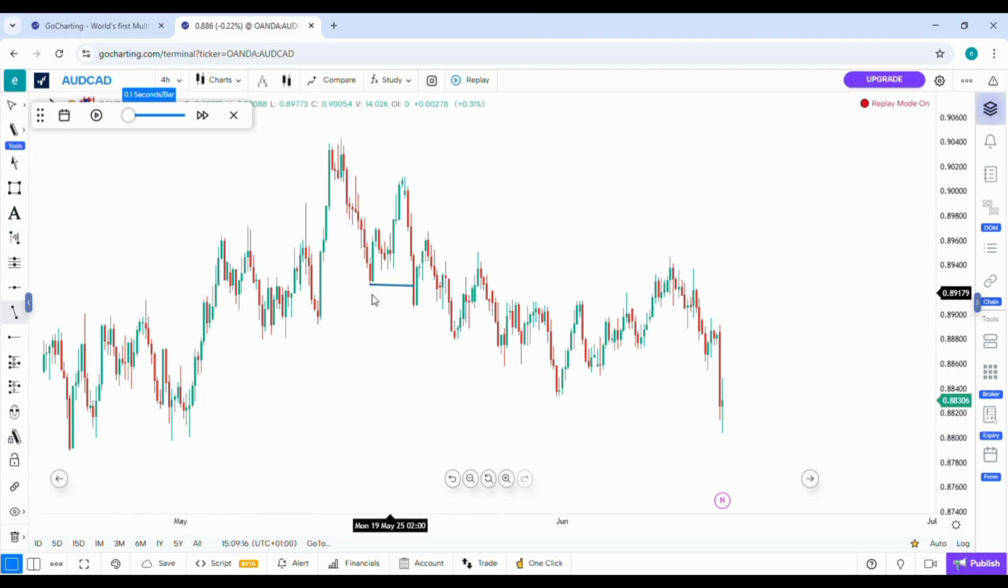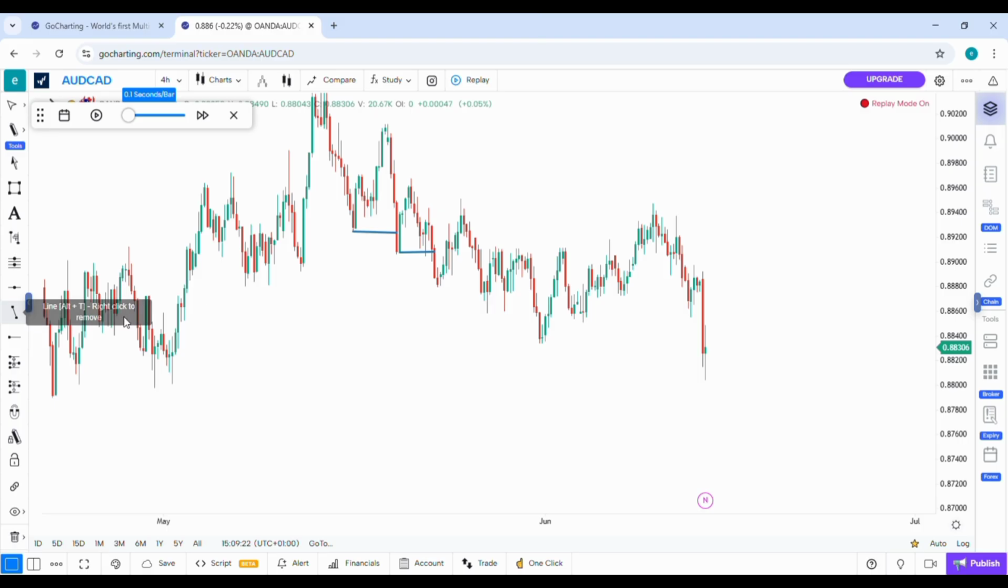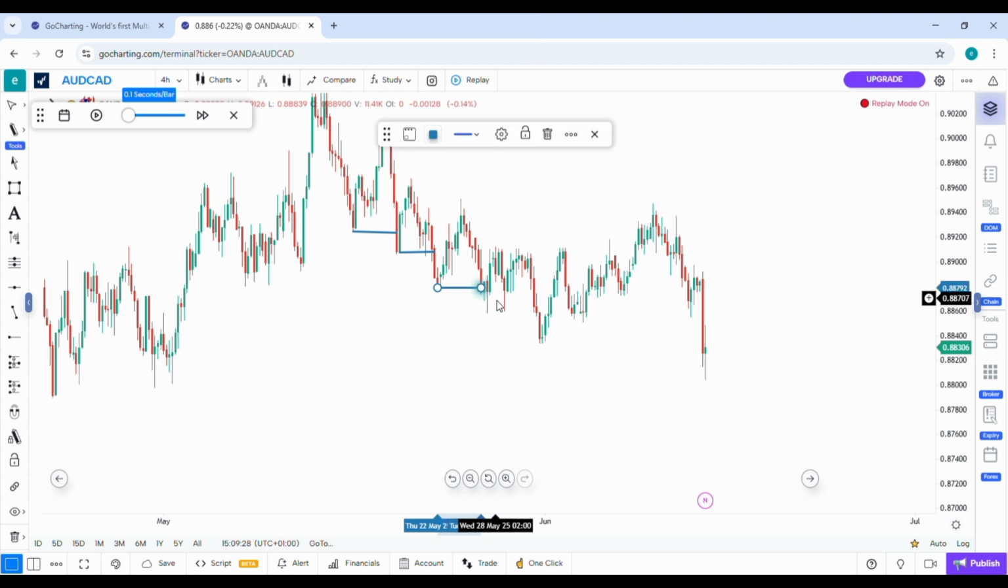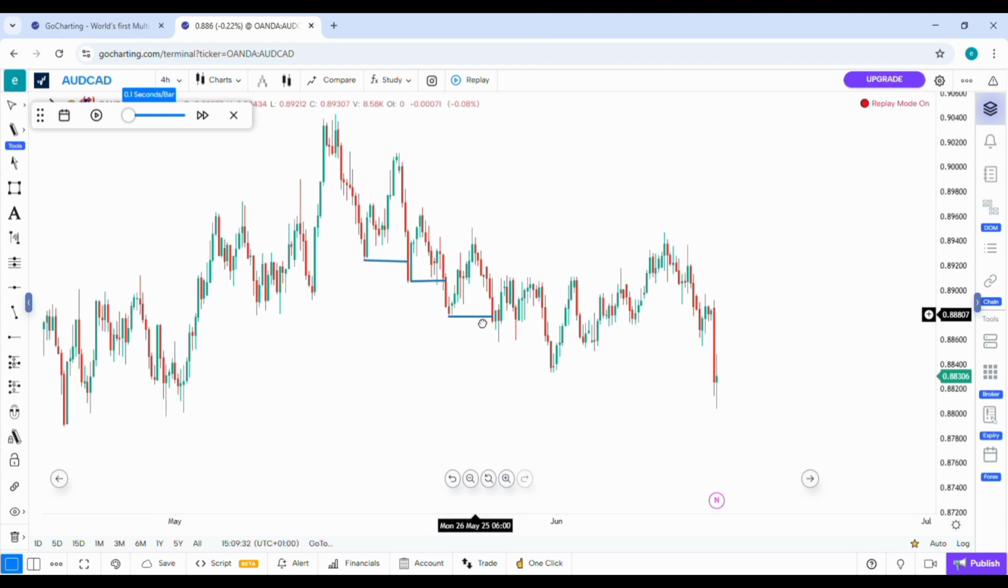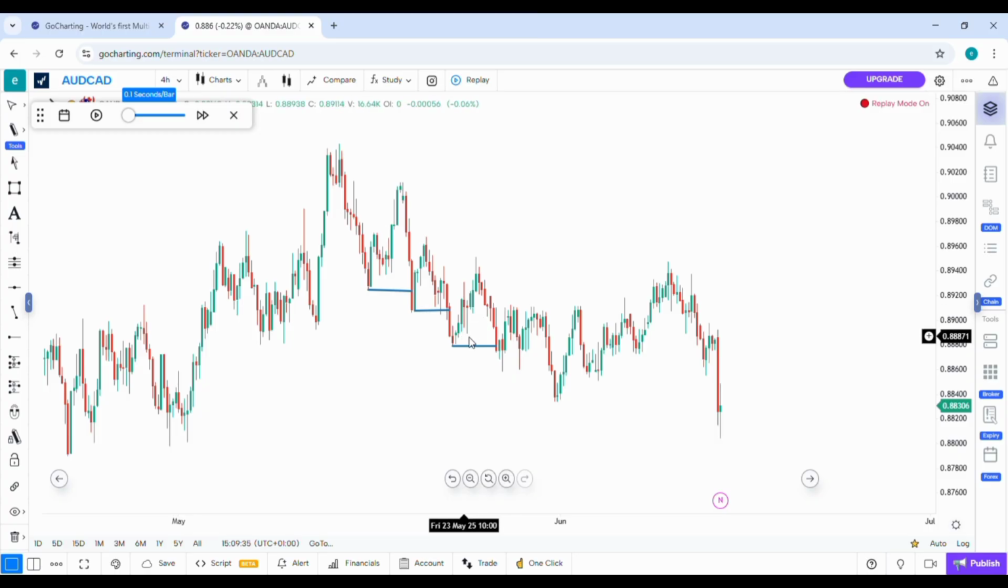This is a change of character. This is a break of structure to the downside. This is also a break of structure, but I may see this as a liquidity sweep because price didn't give us a clear break of structure. So therefore, this is the clear break of structure over here. Let's check this out. This is the clear break of structure over here.